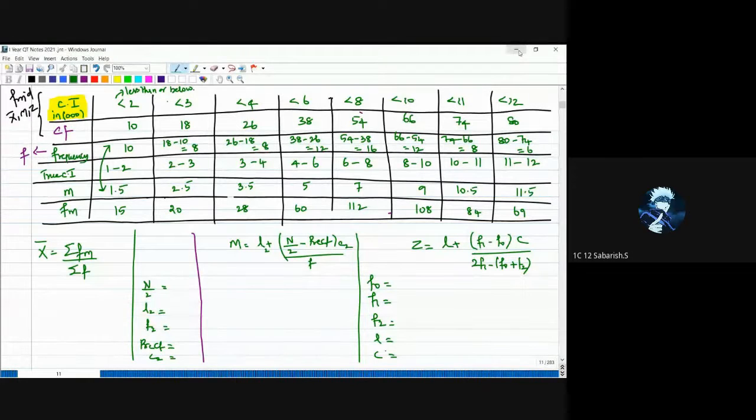Yes, sir. So sigma F means I should add everything. If you add everything, how much do you get? It is 496 divided by 80. Whatever the last value in CF is, that is your total frequency. These two values should be the same. And sigma Fm is equal to 496.